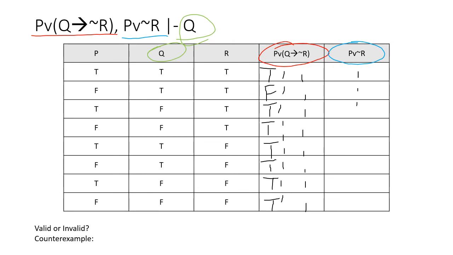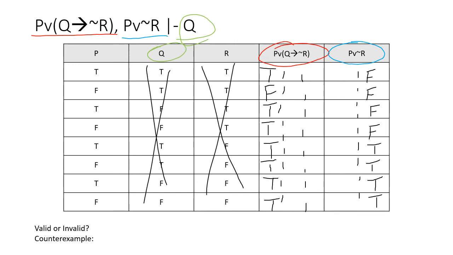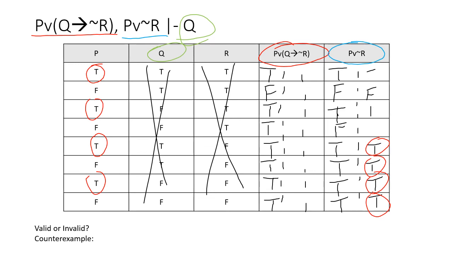There are two operators. The tilde is functioning only over the R, so again, same thing as before. These just get flipped from the key. And then we can do our wedge statement, looking for instances in which they are true. So true, true, true, true, true. These two are going to be false. Let's erase this one.